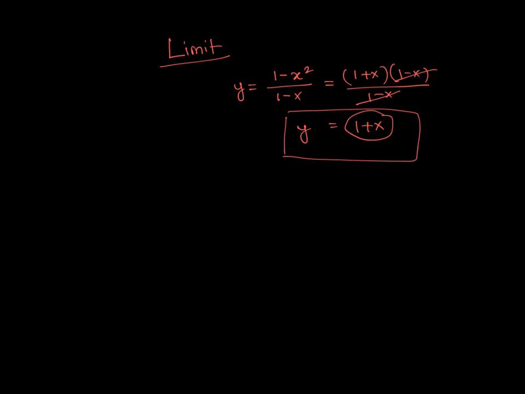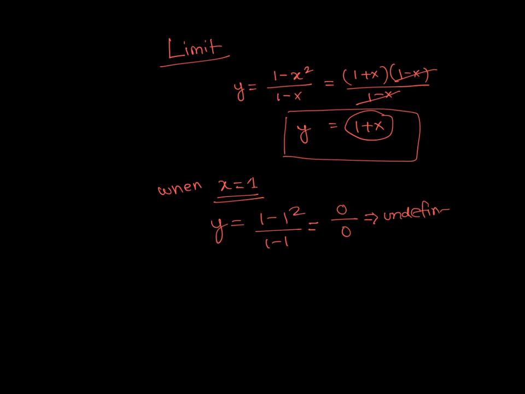For example, if I say that x is equal to 1, then what will be the y value? If you plug x equals 1 into the equation of y, you would get y is equal to (1 minus 1 squared) divided by (1 minus 1), which is 0 divided by 0. And 0 divided by 0 is basically undefined, which means that no one knows this answer.